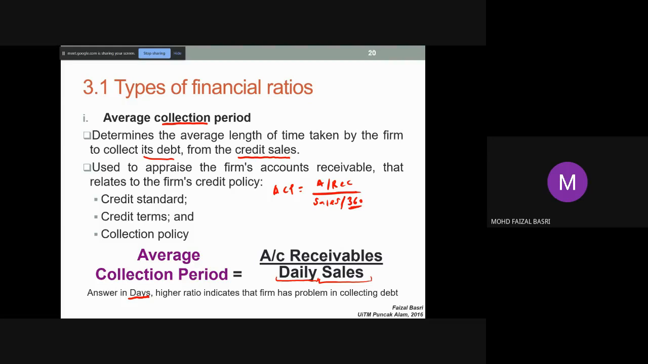Okay, alternatively, instead of dividing sales as a denominator bawah ni, we can find ACP based on, again, account receivable, but now we divide with sales. Ambil the sales, divide, and we multiply the 360 outside. Okay, outside of the first ratio. Okay, you're going to get the same answer.